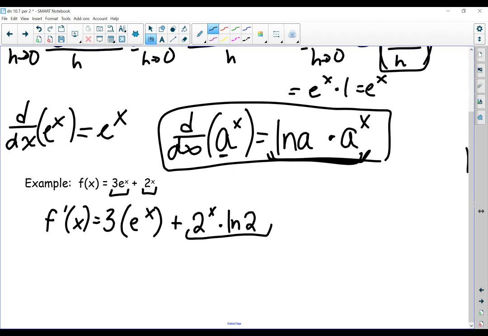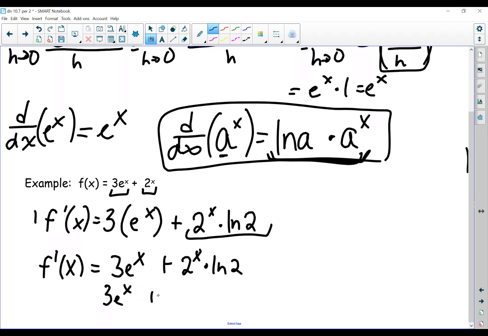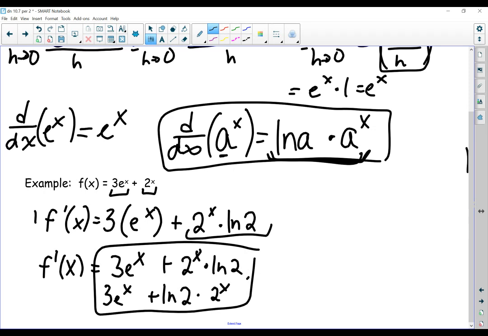And now I'm just going to rewrite this because it bothers me so that it doesn't have parentheses there. And again, I like to put the little ln in the back. A lot of people like to put it in the front. So sometimes you might see it written as 3e to the x plus ln of 2 times 2 to the x. Either way, that is your derivative function.